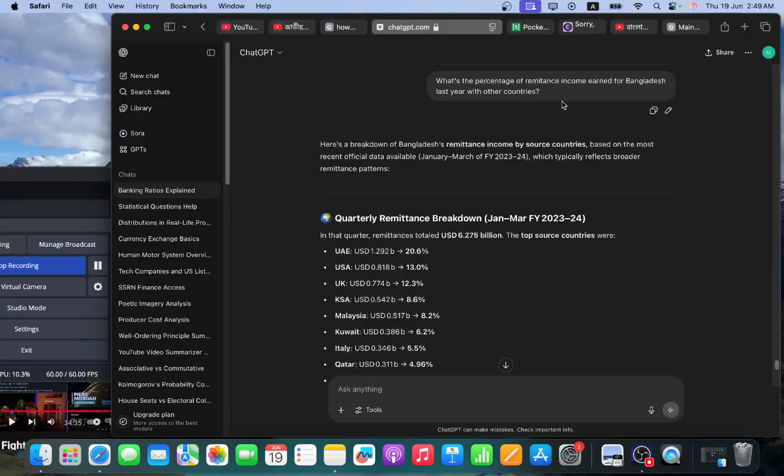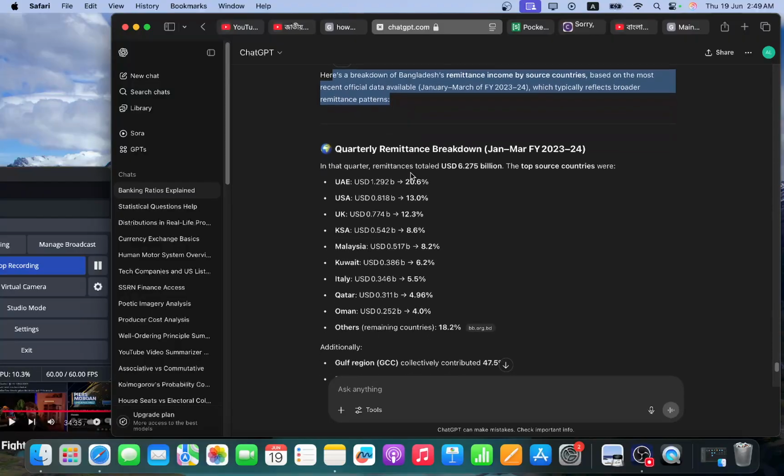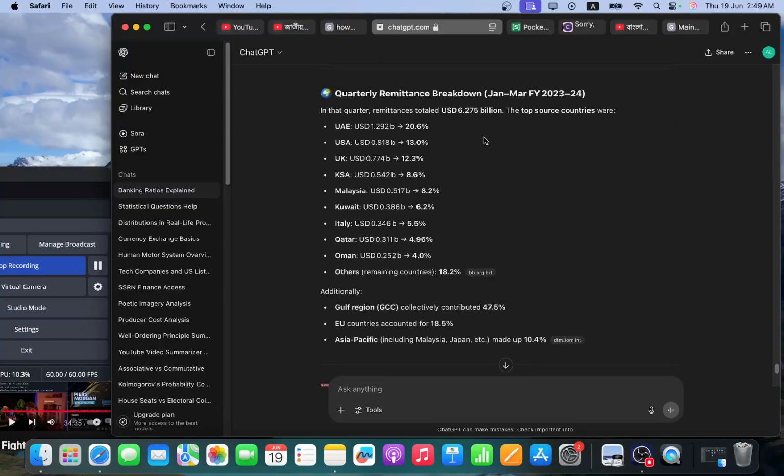Remittance income earned for Bangladesh. Here's a breakdown of that. Quarterly remittance breakdown, January to March, fiscal year 2023. UAE is 20%. USA is 13% of remittance. UK 12%. KSA, Malaysia 8.